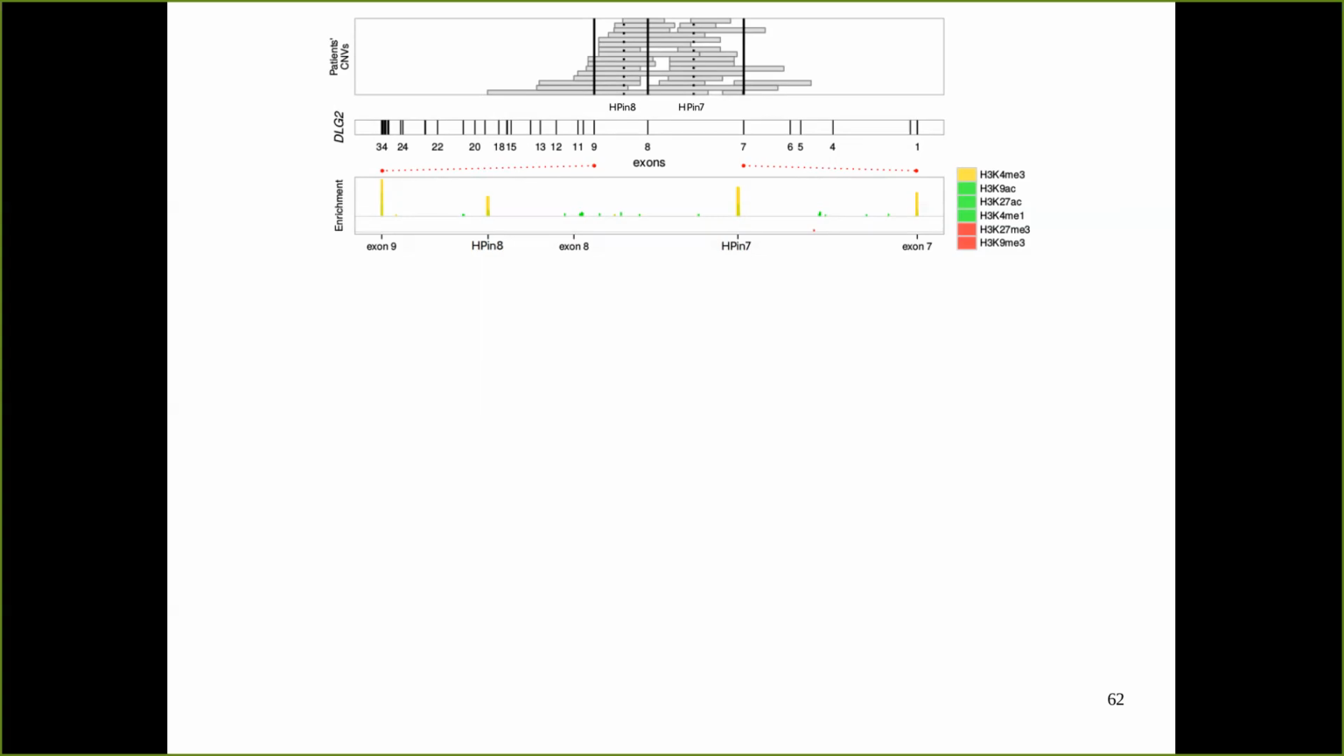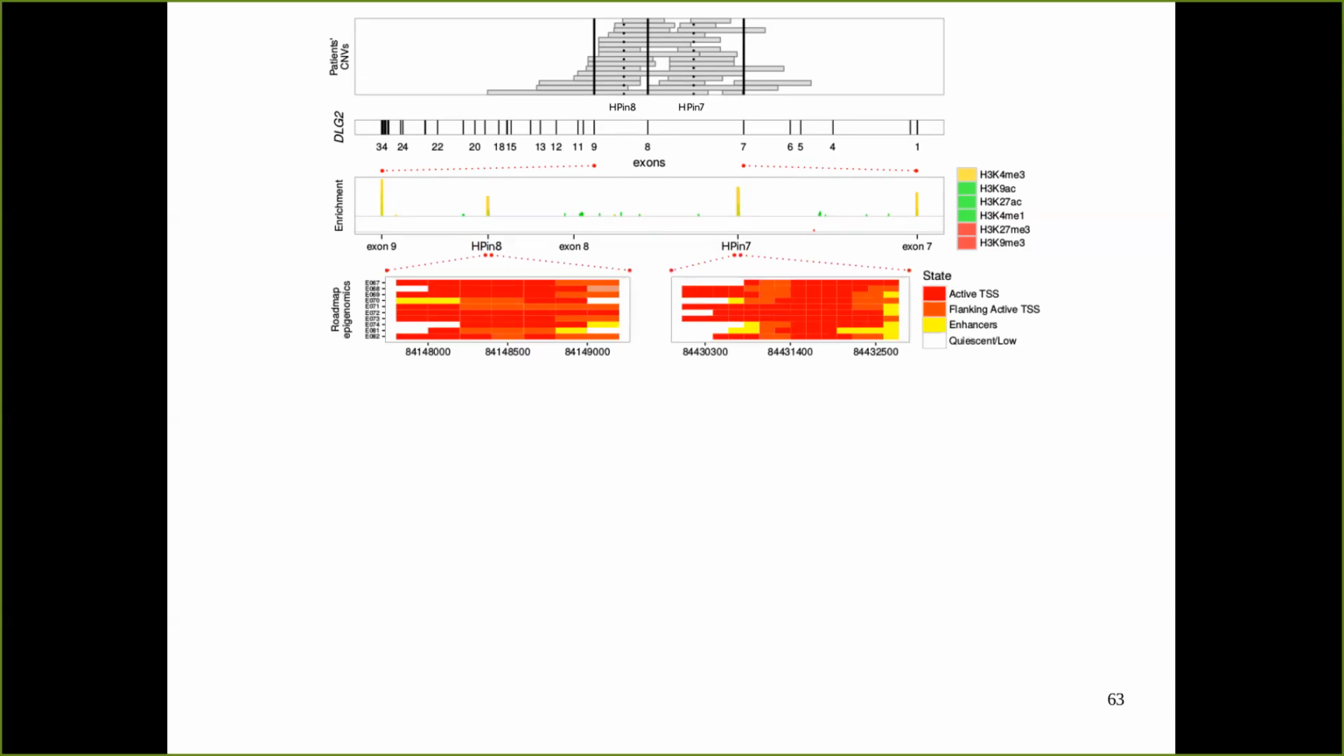What is interesting to see at this point is that there are 2 peaks on exon 7 and exon 9 of H3K4 trimethylation, which is expected because at this location, 2 isoforms of the gene start. What was very interesting to see is that there are also 2 peaks of this H3K4 trimethylation on the introns. And we named those peaks H3K4 peak in intron 8 and H3K4 peak in intron 7.